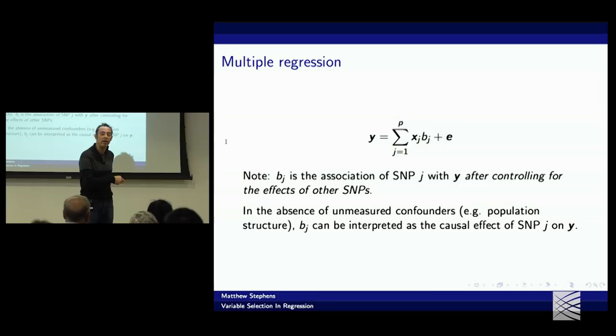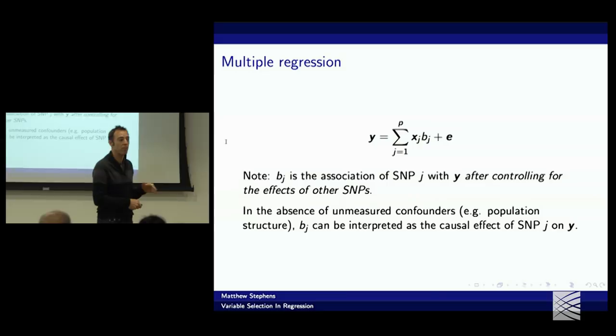Because the effects of all the other SNPs you include in the model are in there, when you estimate a B, it's now the association after controlling for those other effects. So, with some caveats that we can ignore, you can interpret the coefficient bj not just as an association, but probably as a causal effect. The problem is we're going to have trouble estimating it. So that's the caveat for now.